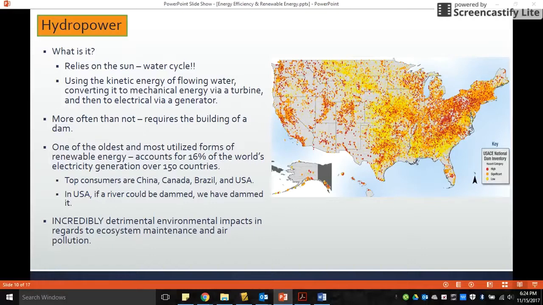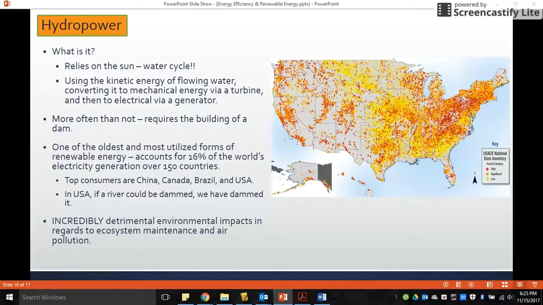When you have your hydroelectric power plant, it more often than not requires the building of a dam, which is very unfortunate because dams have a huge environmental implication. They increase sedimentation, they increase flooding, they decrease the ability for fish to migrate upstream, so they decrease biodiversity, and I'll talk a little bit more about that in the next slide.